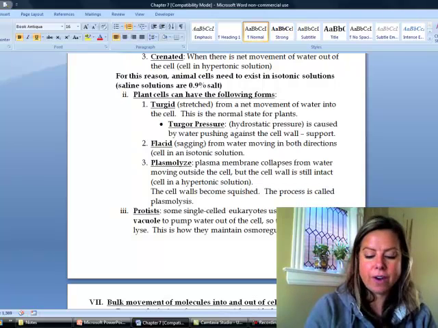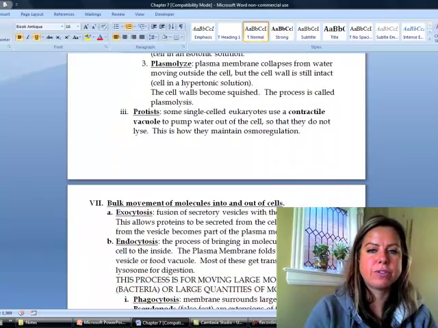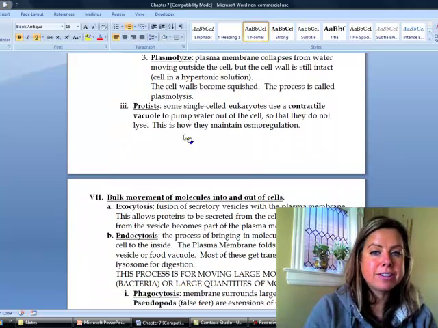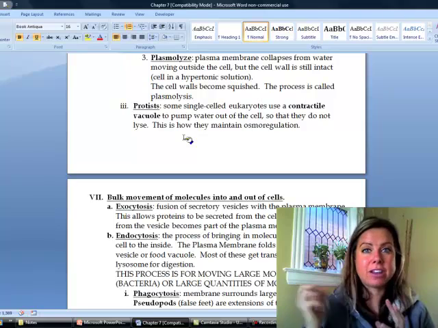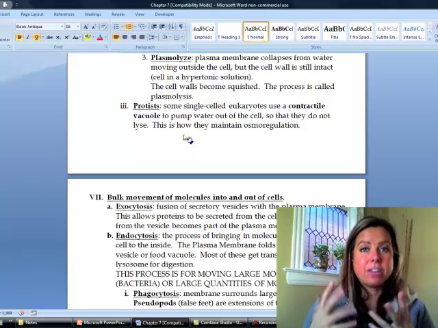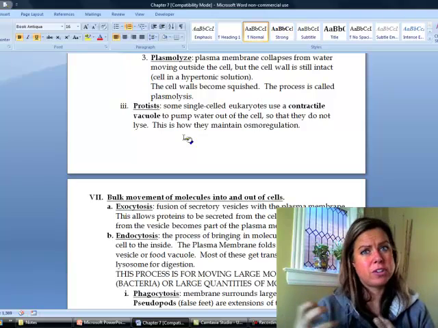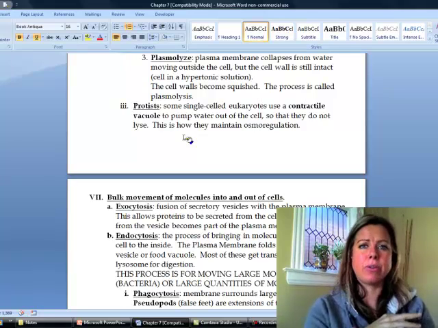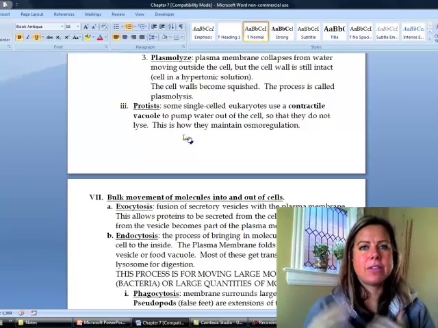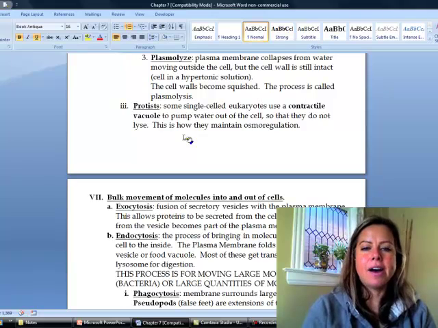Okay. Now, as far as other types of cells, they can have controls over this stuff too. Protists, those ones that have that contractile vacuole, can control their water intake that way. So if they're taking in too much water, they could just pump it out through that contractile vacuole. And that's how they can maintain themselves.